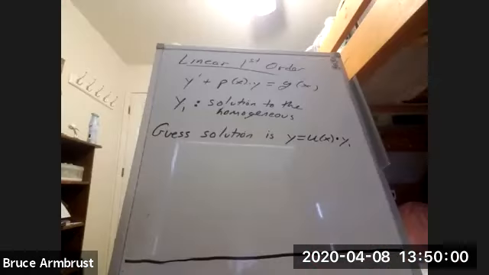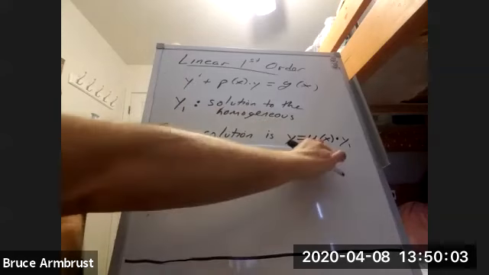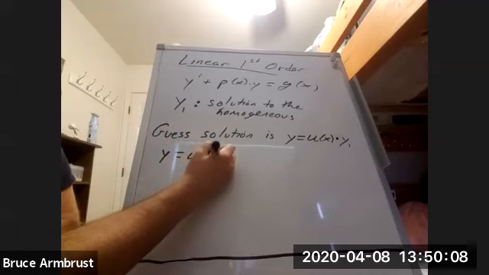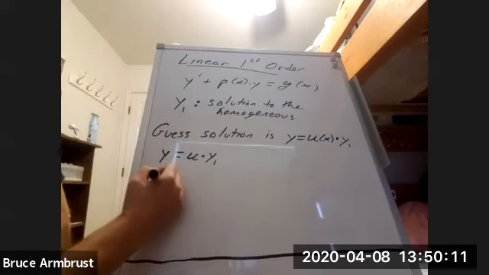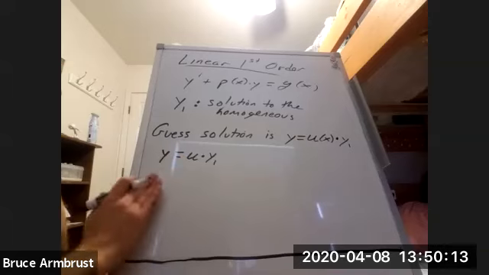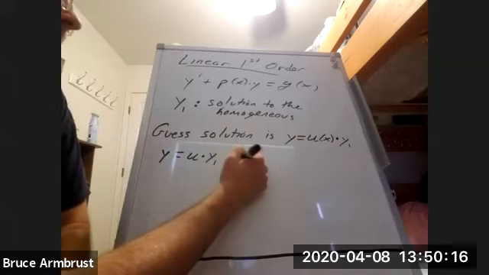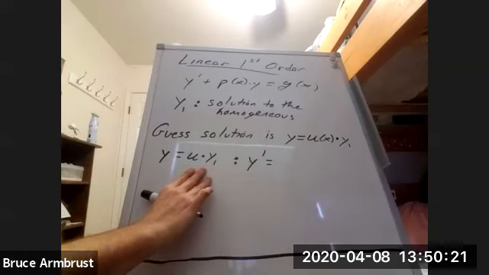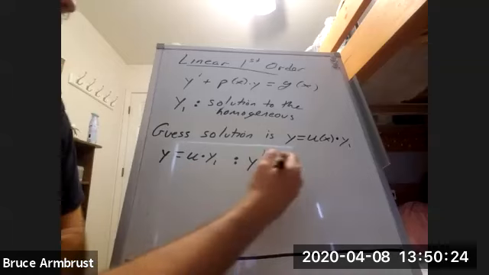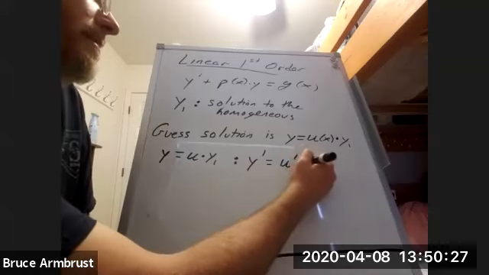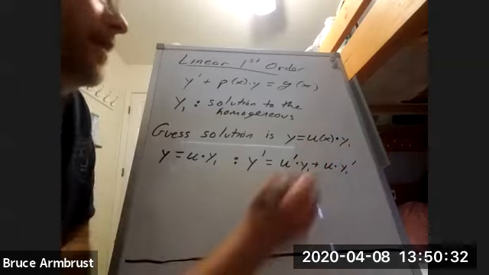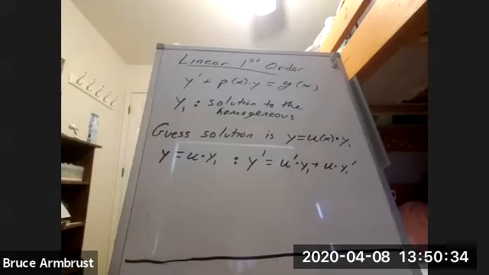So if we're of this form, I'm not going to use the x's. I want to simplify stuff. If y is equal to u times y1, let's look at what y prime is going to equal. So to differentiate this, we're going to have to use the product rule. We've got two things that are being multiplied together. So we're going to get u prime times y1 plus u times y1 prime.